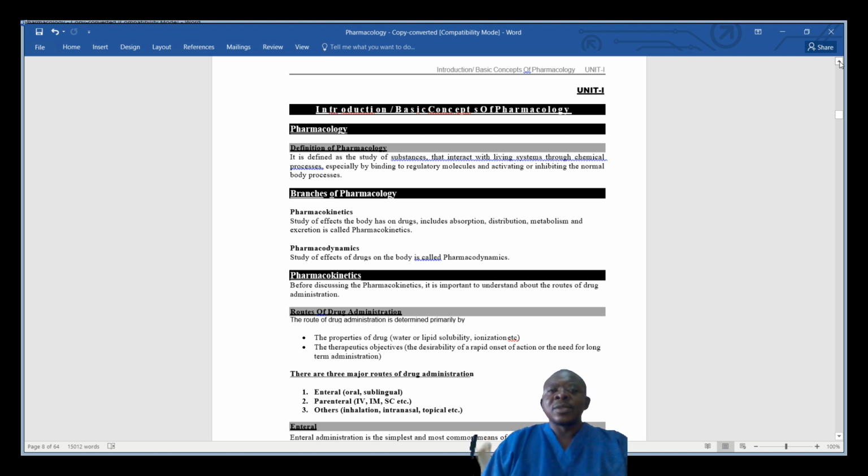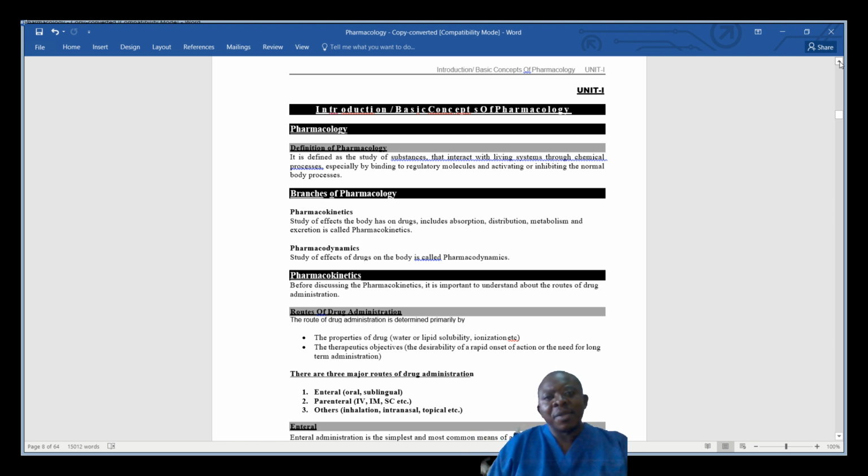Okay, so these drugs, we have said we are looking at substances that may interact with the living system and bind to regulatory molecules, activating or inhibiting the normal body process or the normal body physiology. So these are drugs or anything that may cause this. We are looking at it as a drug.